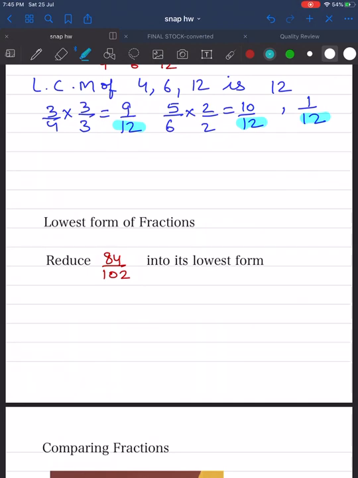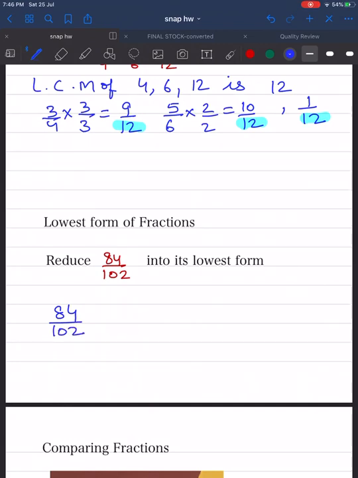Now to represent a fraction in the lowest term, we have to reduce it to the lowest form by cancelling out the common factors between numerator and denominator till they have no common factor except 1.